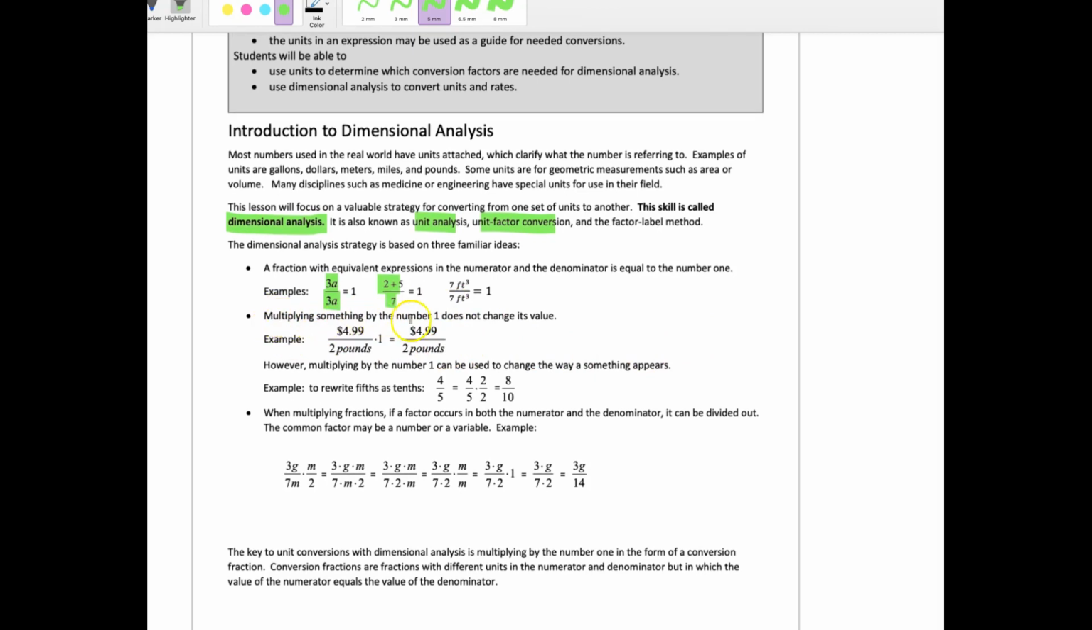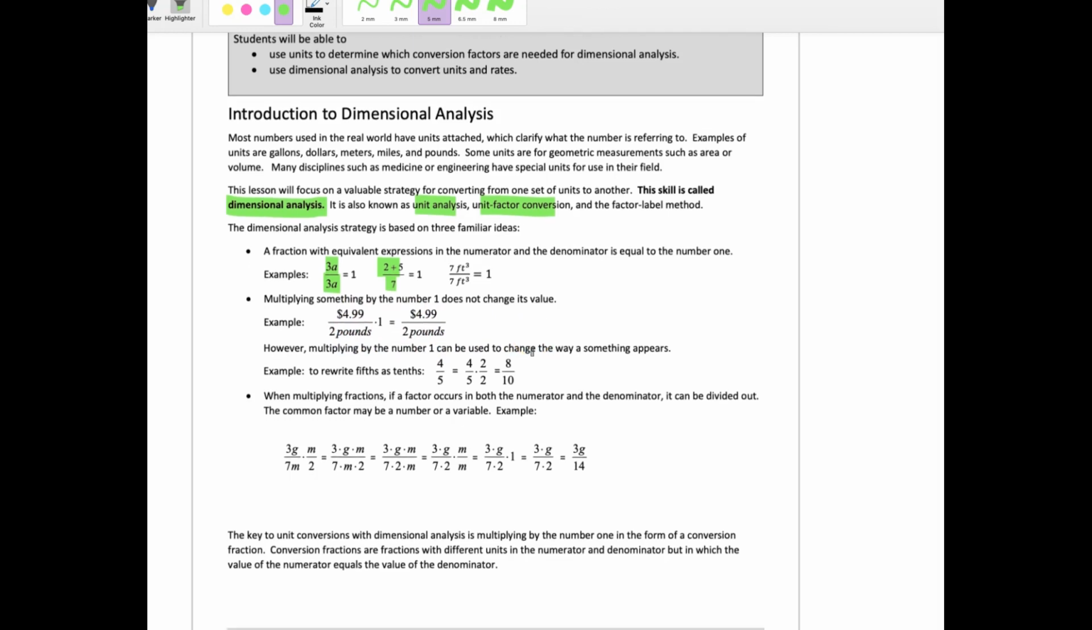When you multiply something by 1, the value doesn't change. So if we were looking at some rate, $4.99 for 2 pounds, times 1 would still equal that. This is some basic arithmetic that we need in order to do dimensional analysis. We need to understand that.